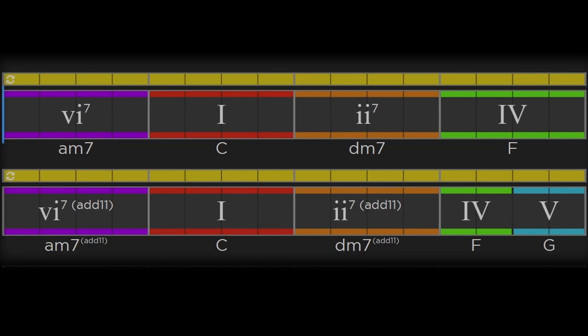The simplest use is just to swap out minor 7th chords in a progression for minor 7th add 11. This could be used in a later repeat of a progression to get more mileage out of your ideas, or maybe to highlight a change in emotion or mood in the song. Here's an example with standard minor 7th chords and then minor 7th add 11 chords on the repeat. Listen to the difference in the chord.